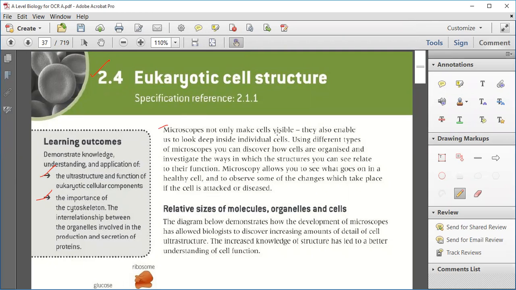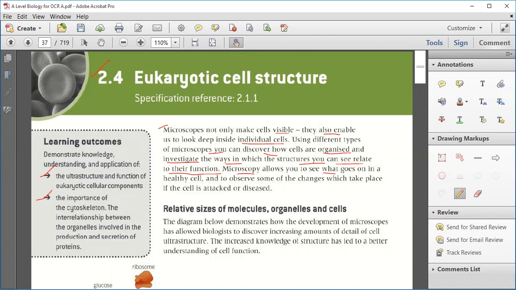Microscopes do not only make cells visible, they also enable us to look deep into individual cells. It means that with the help of the microscope, we can not only see the cell, but also the individual parts of the cell. Using different types of microscope, you can discover how cells are organized and investigate the ways in which the structures you can see relate to their function. So we can also investigate the structure and interrelate the function with the structure of a particular cell component. Clear?